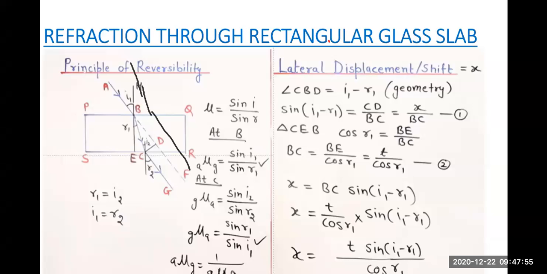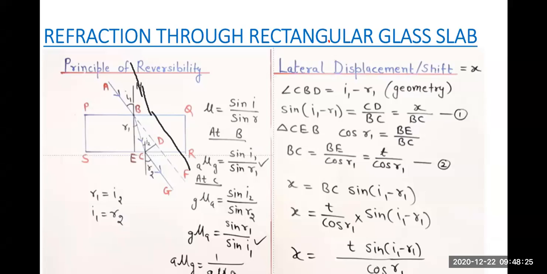So children, this is the refraction through a rectangular glass slab. First we will be doing the principle of reversibility. Principle of reversibility means we will show that the light has a reversible nature, right? As the refraction is going to occur two times, the ray which emerges out will be parallel to the initial incident ray.